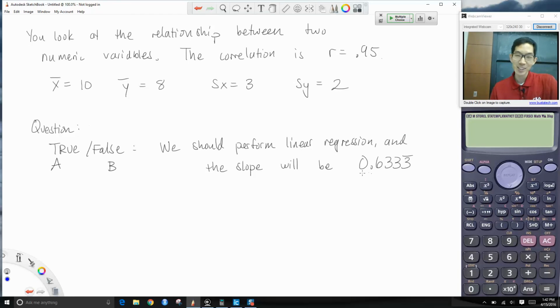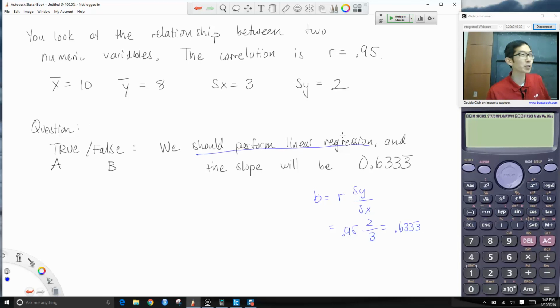Okay, I have deceived you, because yes, if we did slope, it would be r times sy over sx. That is correct, and you would get 0.95 times 2 over 3, and you would get 0.6333, okay? The key part was we should perform linear regression, okay?